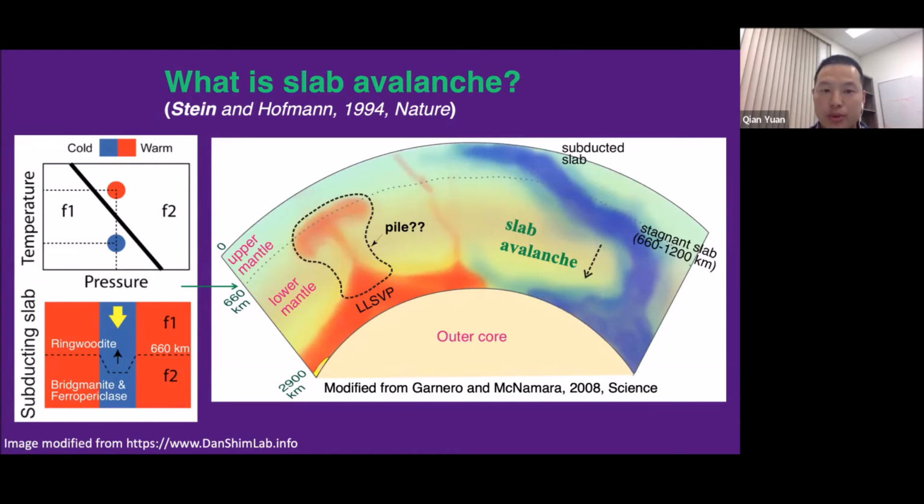So in our study, we only consider the phase transition from the ringwoodite when you transform to bridgmanite and ferropericlase, when this Clapeyron slope is negative, it can make the stagnant slab. But also there are many mechanisms that can produce stagnant slab. But in this model, we only consider this mechanism, by including this phase transition as the step.